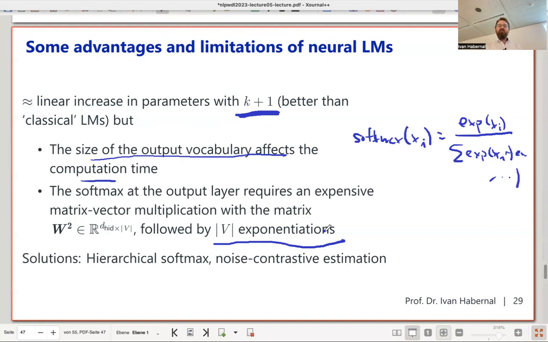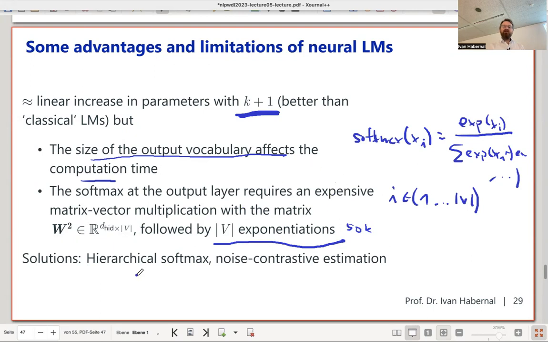So the sum ranges from 1 to the size of the vocabulary. If you have a 50,000 vocabulary, you have to do 50,000 exponentiations and divisions. 50,000 exponentiations is a lot. It's a costly operation for some reason. And there are so many multiplications as well in the last layer. So the size of the vocabulary is empirically expensive. It takes time, like empirically. So that's a bad thing.